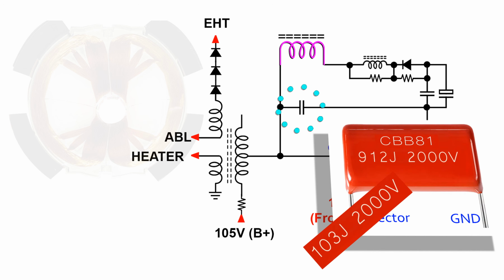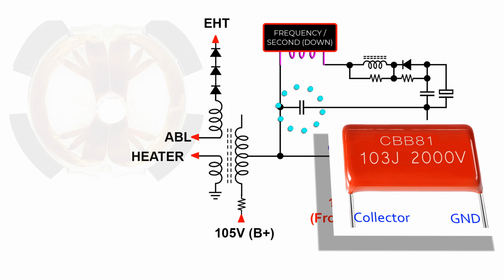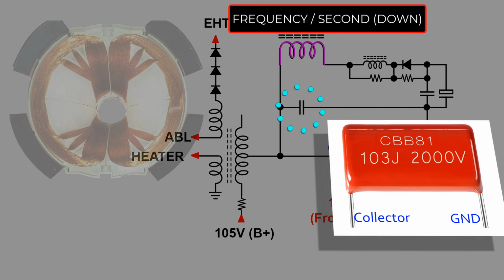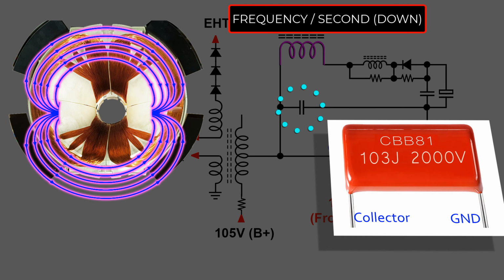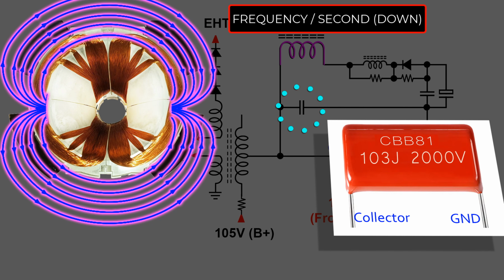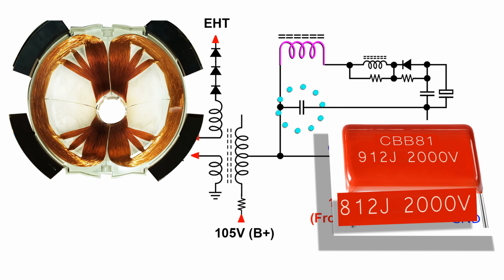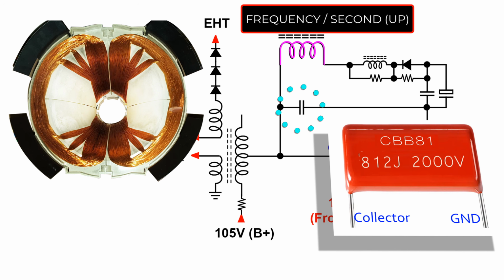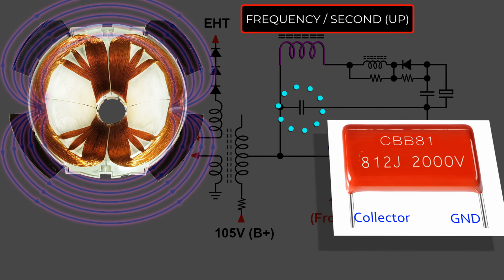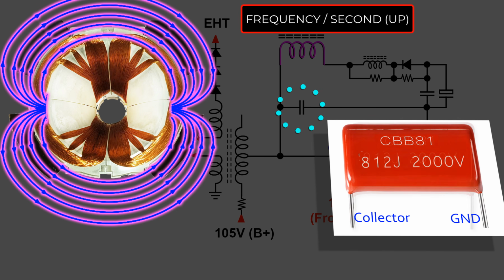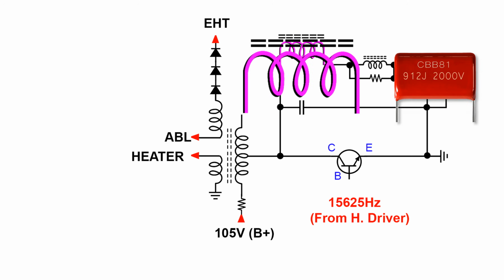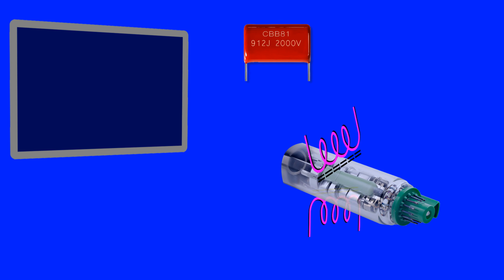If the value of this capacitor is increased, the resonant frequency will decrease. So the magnetic field of the yoke coil will increase. Then if the value of this capacitor is reduced, the resonant frequency will increase and the magnetic field of the yoke coil will decrease. Now let's look at the role of the horizontal yoke coil and its magnetic field in a cathode ray tube.